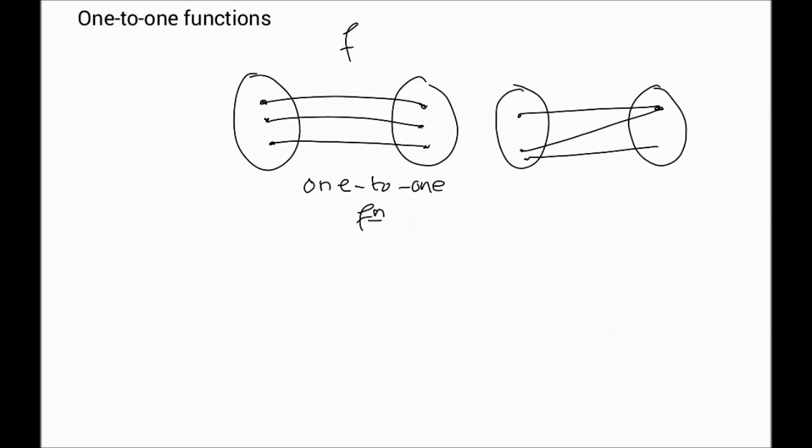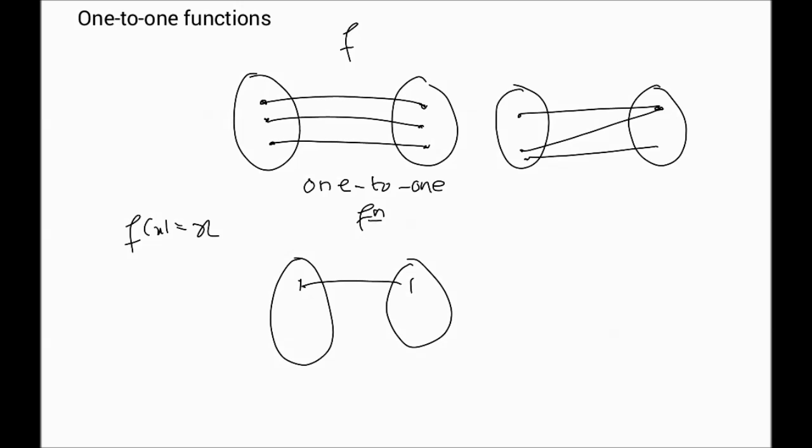Such a function is referred to as a one-to-one function. Here's an example: f of x equals the simplest function, x. So every value, for instance, here let's look, 1 is mapped to 1, 2 is mapped to 2, 3 is mapped to 3, and so on and so forth. So no two values in the domain can be mapped to the same value in the codomain. It's not possible. So such a function is called a one-to-one function.